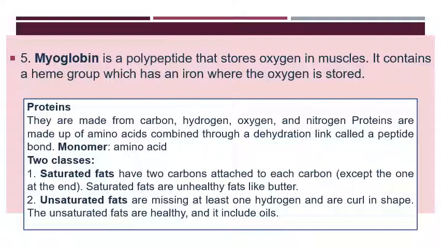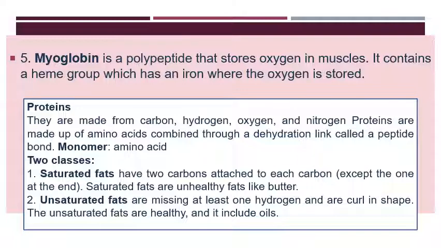Proteins are made from carbon, oxygen, hydrogen, and nitrogen. Proteins are made up of amino acids combined through a dehydration link called a peptide bond. Monomer: amino acid.